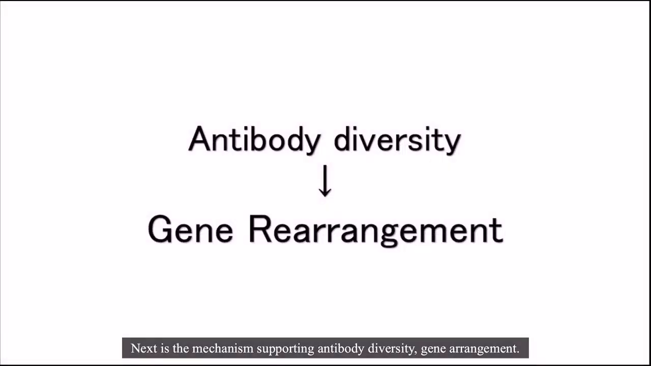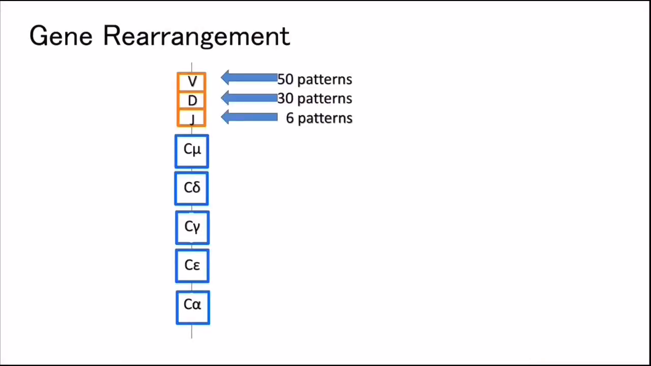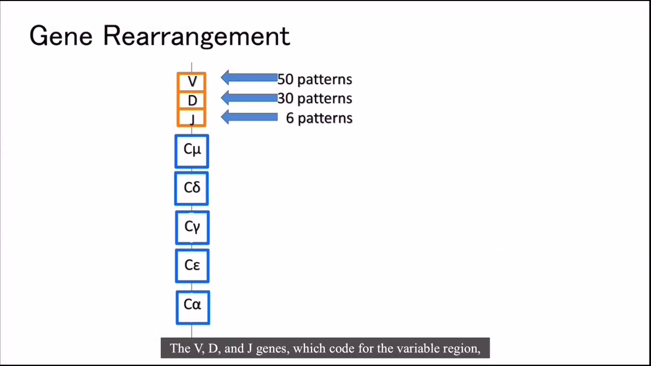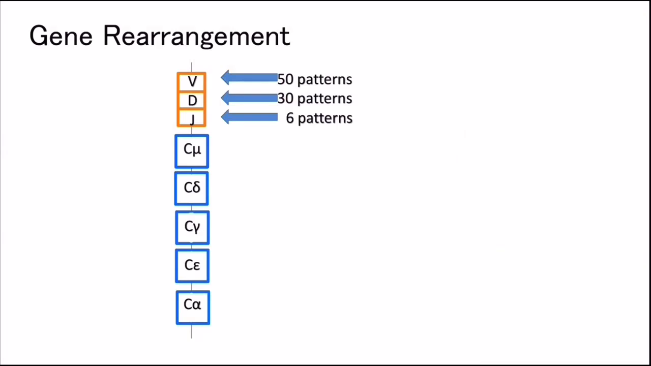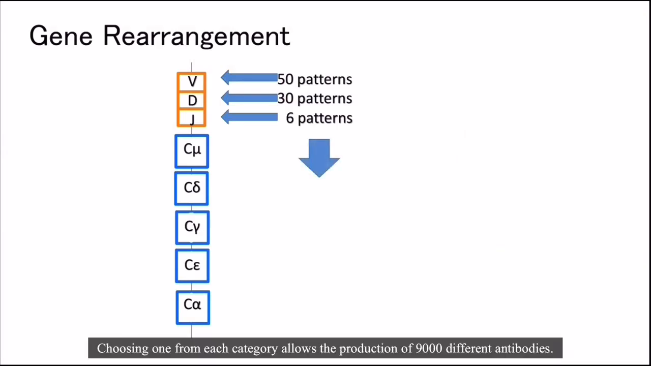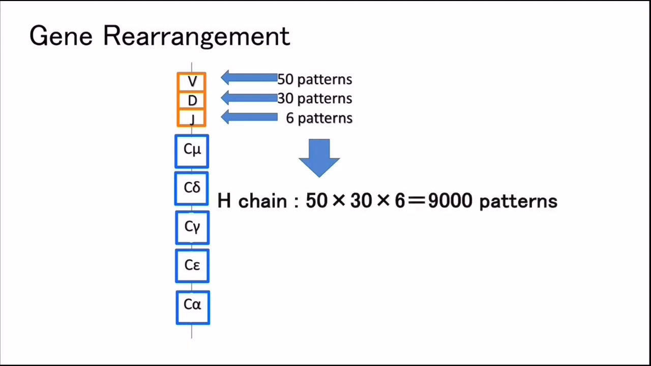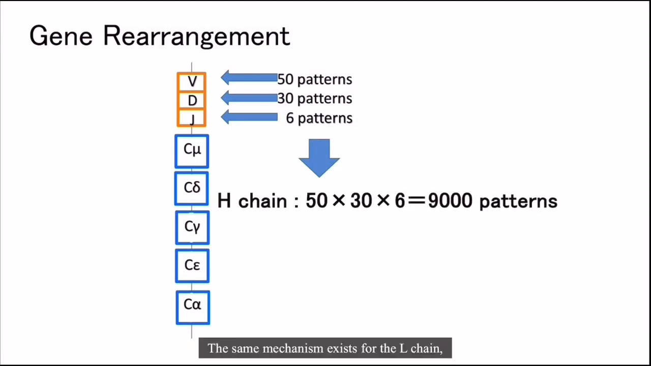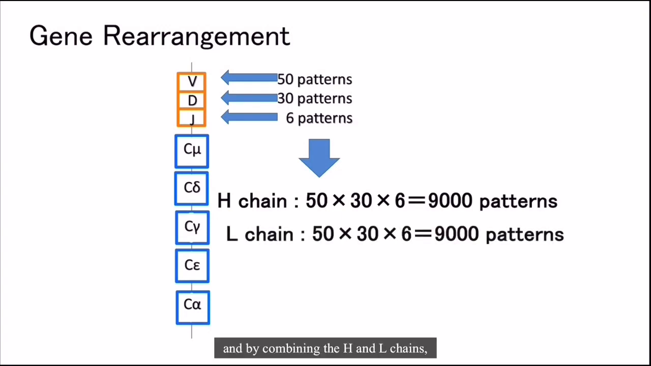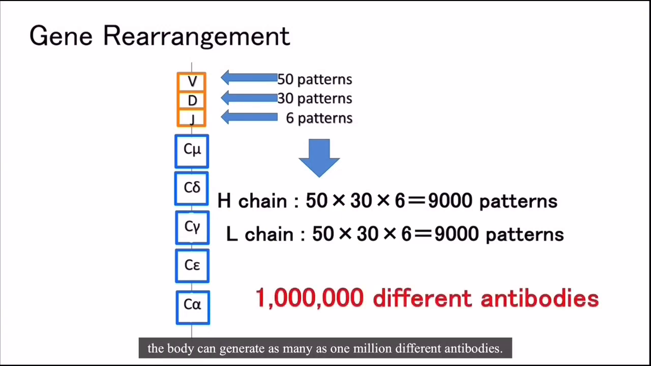Next is a mechanism supporting antibody diversity, gene rearrangement. The V, D, and J genes, which code for the variable region, contain about 50, 30, and 6 genes, respectively. Choosing one from each category allows the production of 9,000 different antibodies. The same mechanism exists for the L chain, and by combining the H and L chains, the body can generate as many as 1 million different antibodies.